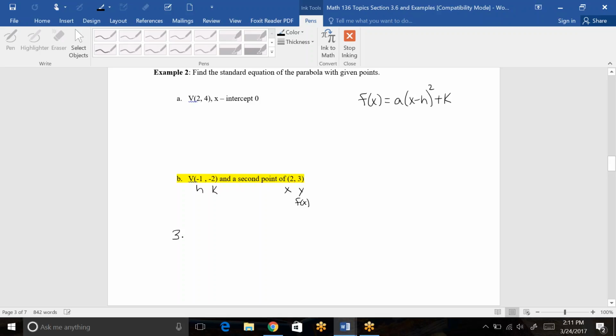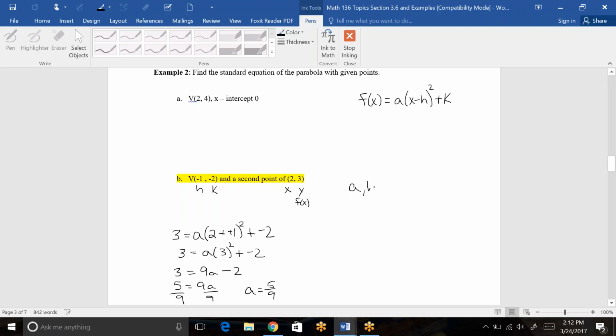So f of x would be 3. We don't know a. X is 2, because I'm looking at my list, minus h, minus a negative 1, so that's going to end up being plus, squared, plus k, which ends up being a negative 2. So we go ahead and add inside that parentheses, and then I would square the 3, so that's going to be 9a, and this is just minus 2 if I want to drop the plus a negative. I would add the 2 over, make that 5, and then divide by 9. So notice this time my a is 5/9.